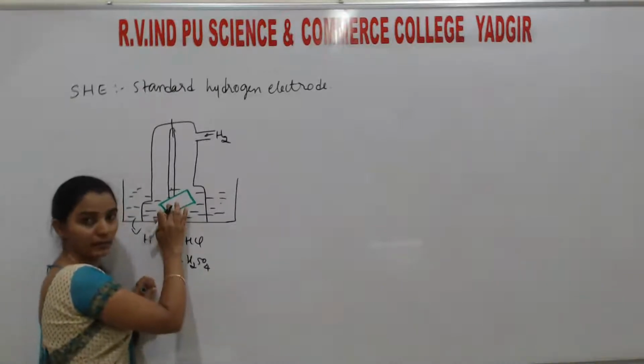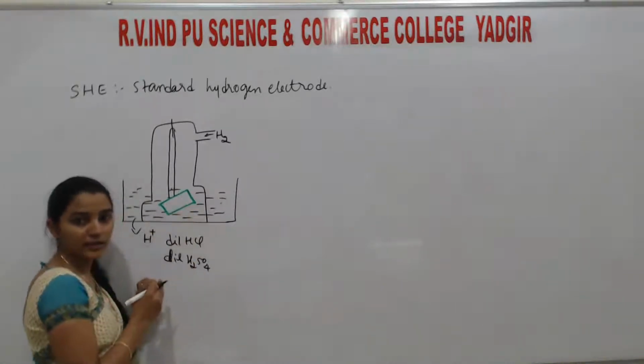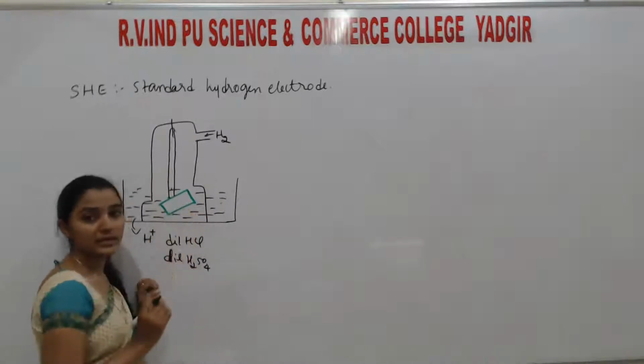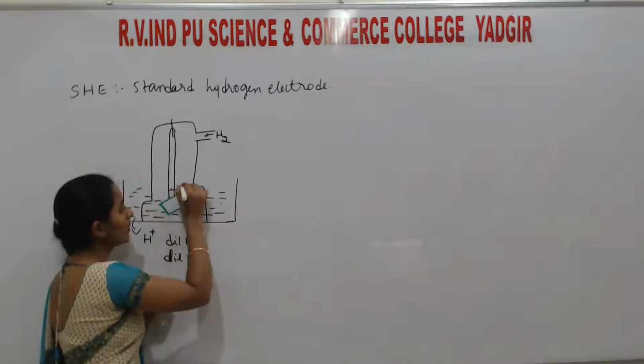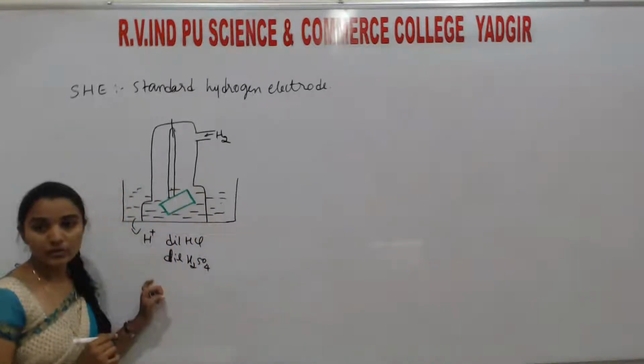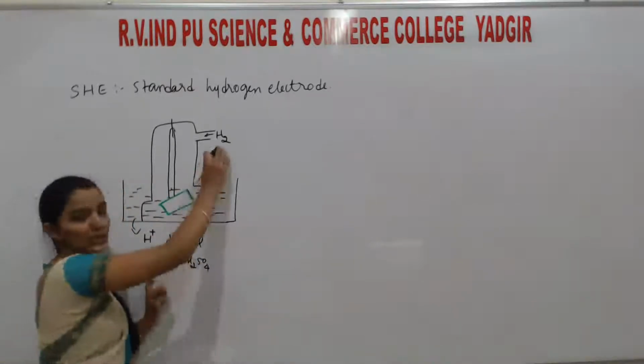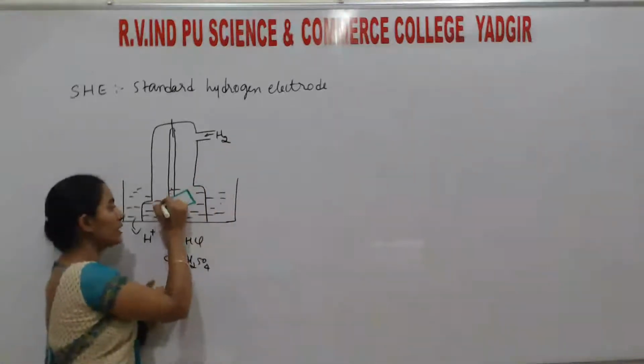This platinum, as I told you before in surface chemistry, acts as a catalyst. This catalyst gives a surface for the adsorption of gaseous atoms. Hydrogen is a gaseous atom, it gets adsorbed here.